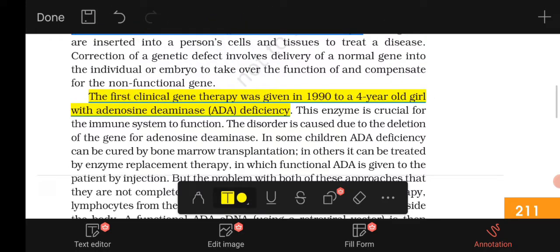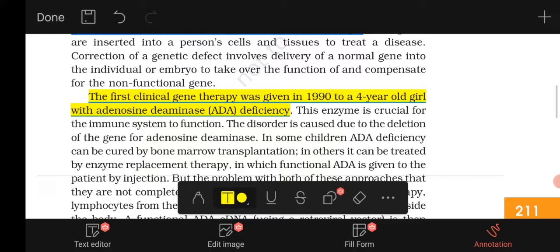In which year was the first clinical gene therapy given? It was given in 1990, and to whom? To a 4-year-old girl. And what was the problem? The problem was adenosine deaminase deficiency. Actually, I'll tell you what happens. The adenosine deaminase gene is present, and this gene is responsible for producing the adenosine deaminase enzyme. And this enzyme is actually required for maturation of lymphocytes, or it is involved in immunity. It is involved in the defense mechanism.